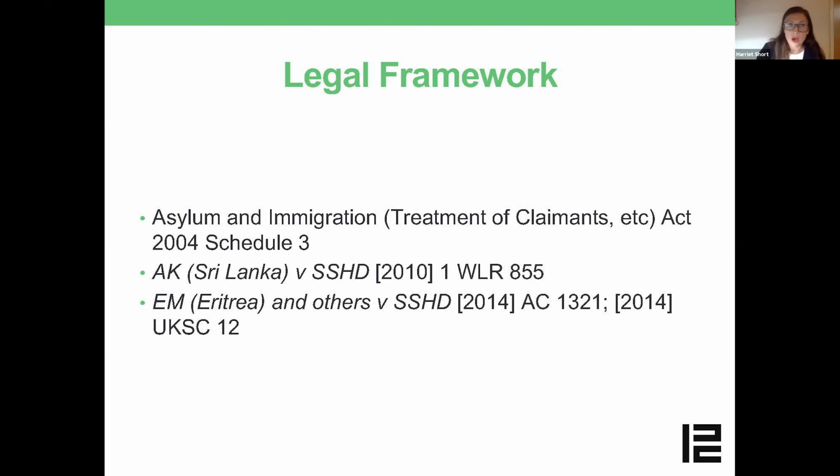The legal framework for the operation of the Dublin regulation under our domestic law is the certification provisions set out in Schedule 3 of the Asylum and Immigration Treatment of Claimants Act 2004. And again, briefly, a person arrives and makes a claim for asylum. Usually the United Kingdom would have to consider that application. However, under Schedule 3 of the 2004 Act, the Secretary of State can issue a third country certificate preventing that asylum claim from being considered.